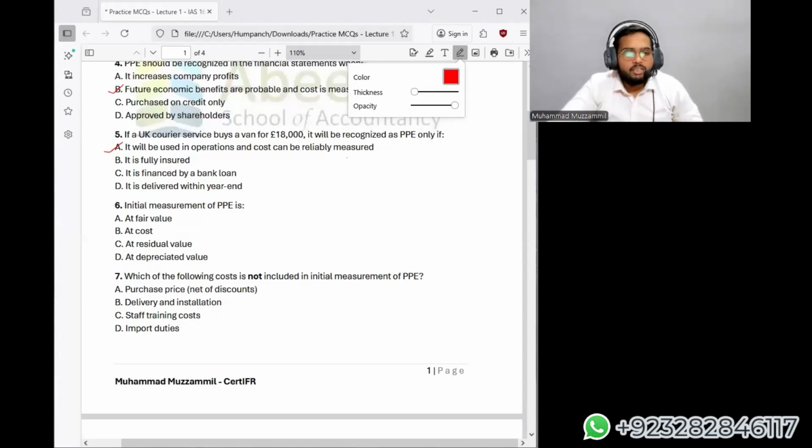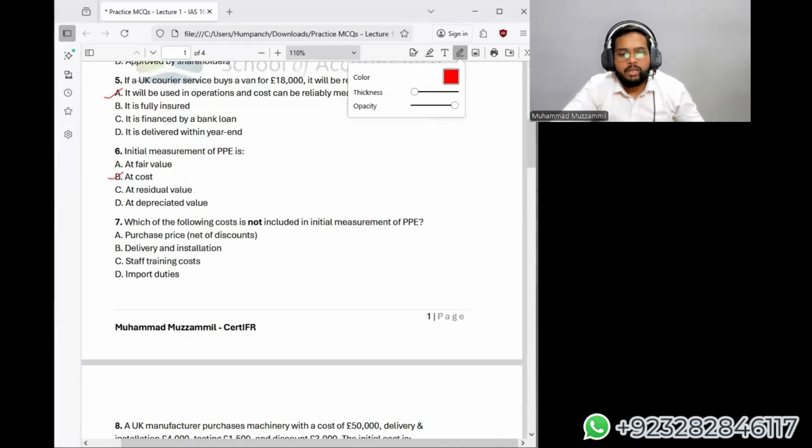We have learned that at initial measurement, property, plant, and equipment is measured at cost. Okay. Initial measurement of property, plant, and equipment is at cost, which includes purchase price plus directly attributable cost. Okay. Very easy MCQs, by the way.